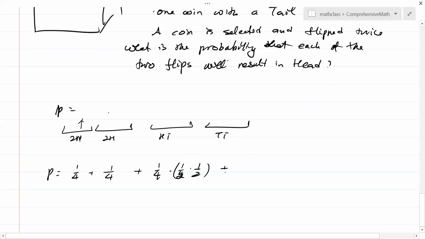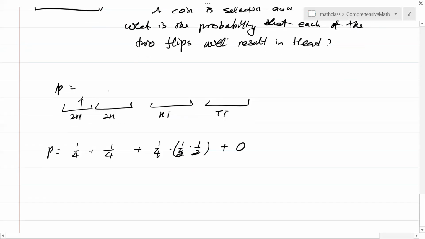Okay. Now, if you pick up the coin with two tails, then no matter how many times you flip, you never get head, so the probability is zero. So this is the addition rule first, then the product rule. Okay, so the answer will be 9/16. Okay, William, you're doing this probability problem now. Okay, good.